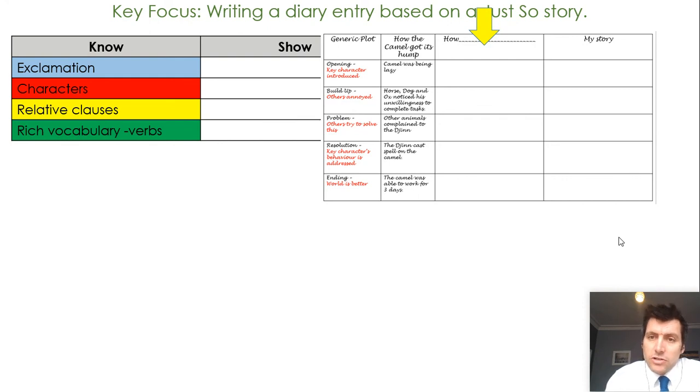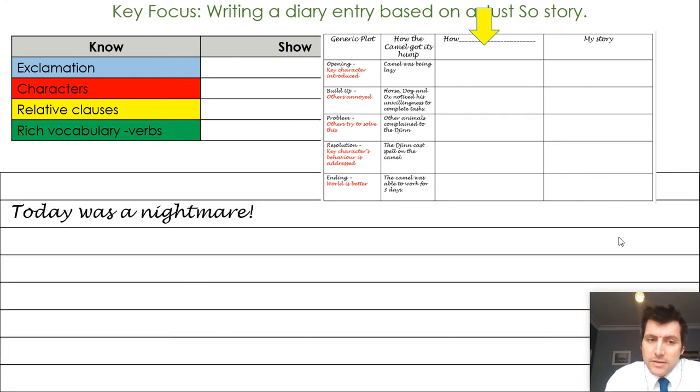Whichever of those stories you summarised, I'd like you to think about writing a diary entry for a character in that story. So maybe the rhino, maybe the whale, maybe the mariner within the whale and the mariner story. Maybe the djinn, the character who creates through magic the changes in one of the other characters. So think about which character you're going to use. And then we've got the idea that 'Today was a nightmare'. So I've got that exclamation.